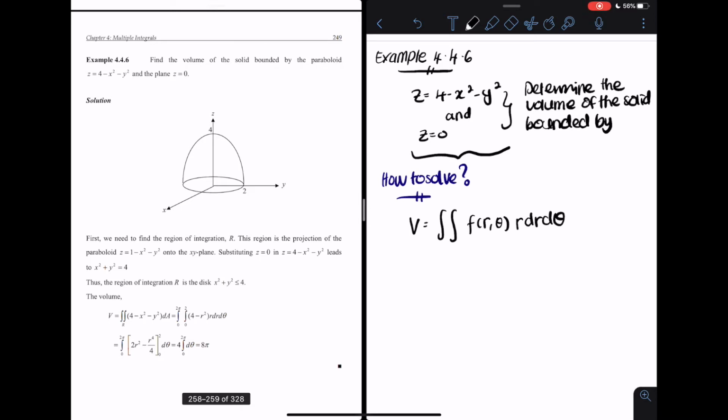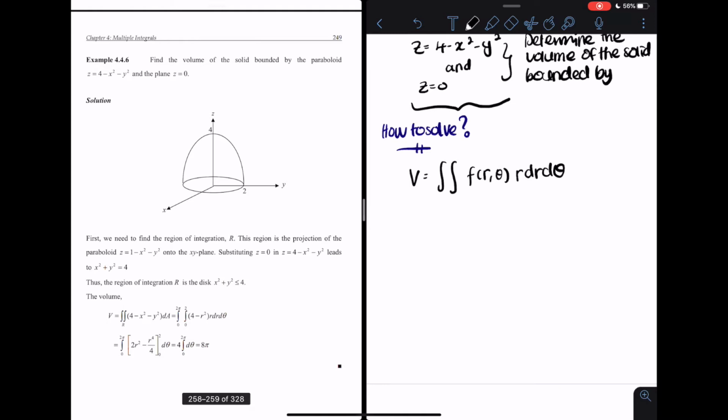Before this, we have agreed z is equal to some function of x, y. So right now, according to the question, z is given as 4 minus x squared minus y squared. Right now, what should we do? We have to transform the function z that is written in terms of variables x, y to a function written in terms of variables r, theta.